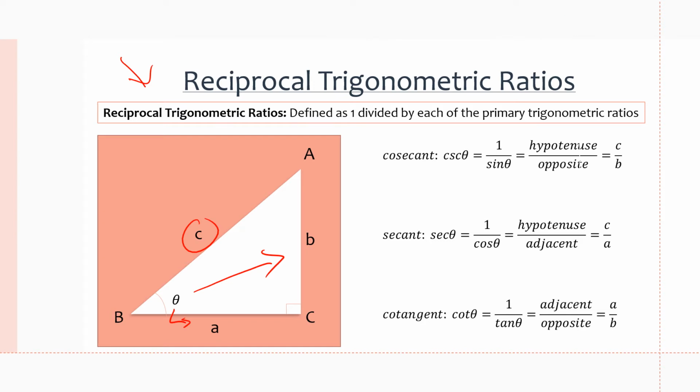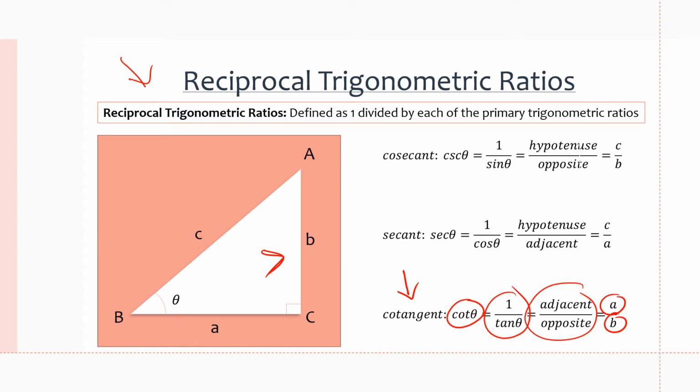Lastly, we have cotangent, which is the reciprocal ratio of tangent. So cotangent theta will equal 1 over tangent theta. And if we remember, tangent of theta is opposite over adjacent. So we're just going to take the reciprocal of that and get adjacent over opposite. Adjacent to theta, we have A, and opposite to theta, we have B. So our cotangent of theta is going to be A over B.